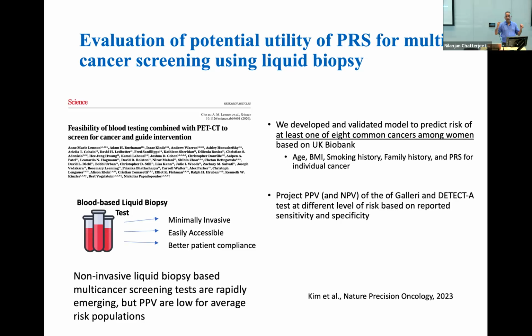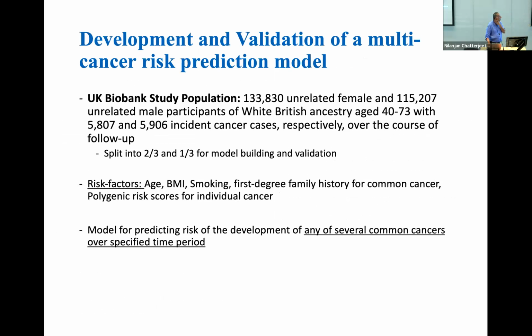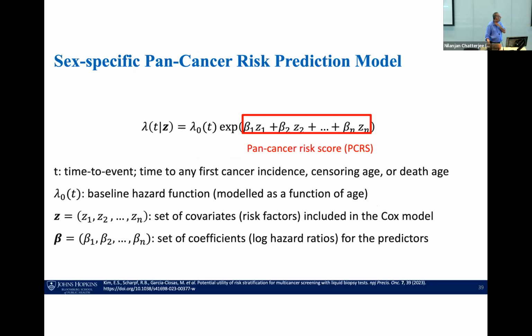Like, what is the risk of developing at least one cancer in the next 1 year, if you have a certain age and a combination of these risk scores, right? So I'm not going to go into the detail of that. These are the number of SNPs that were included for some of these cancers to define the polygenic risk score. This is some of the detail about how the model was developed.